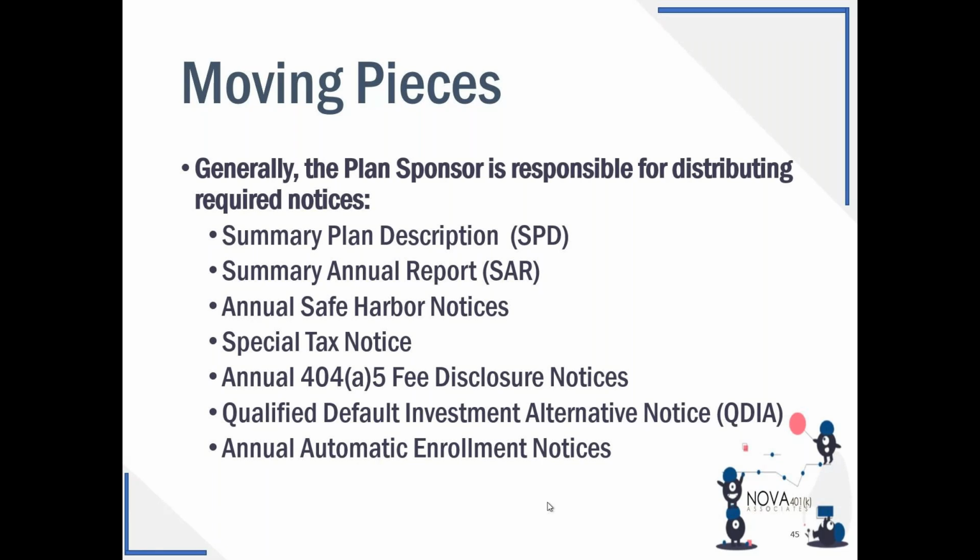Lastly, the annual automatic enrollment notice. This is for plans that have auto enrollment, which a lot of plans do now. Some new plans are even required to have automatic enrollment, which usually means that if you're not receiving an affirmative election from a participant, you are enrolling them in the plan anyway and beginning deferral deductions. But an annual notice is required to be distributed every year to those participants.